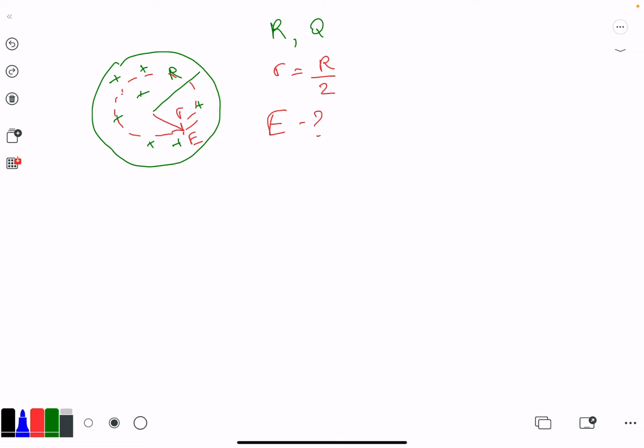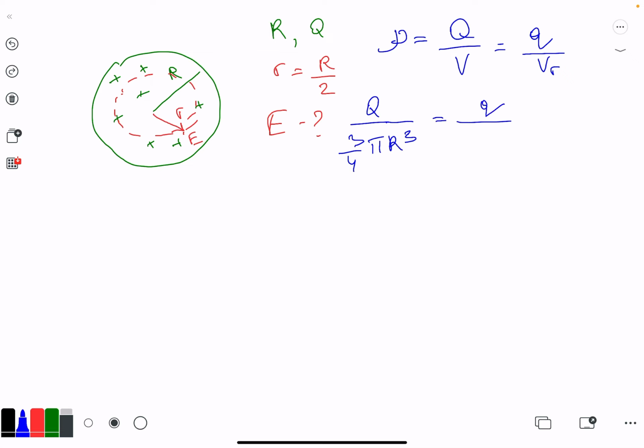First of all, we know that the charge volume density, rho, is equal to the total charge divided by the total volume, and this is also equal to the charge in the halfway of the capital R, or small r, divided by the volume of the small r. Okay, so that means the total charge is given, the volume is 4/3 pi R cubed, equal to Q.